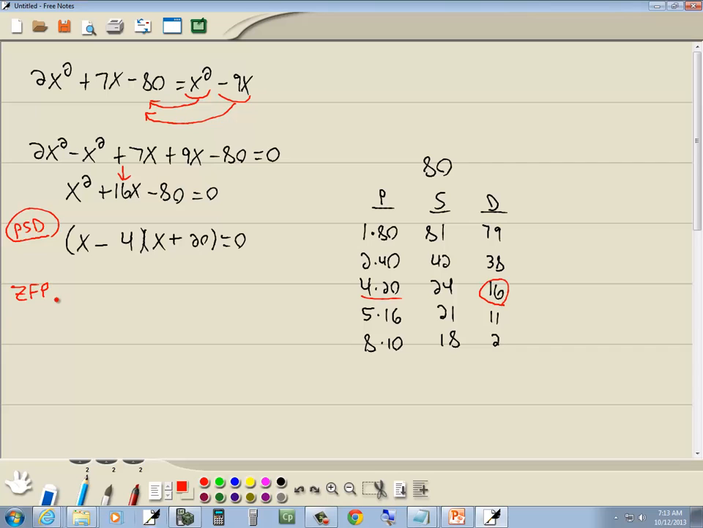Zero factor property says you get 0 on one side, you factor the other side, and you set each factor equal to 0. So I'll set x minus 4 equal to 0, and x plus 20 equal to 0. Take the negative 4 to the right side, it becomes a positive 4. Take 20 over, and it becomes a negative 20. Anytime you take anything across the equals, your sign changes. And our answers are 4 and negative 20.